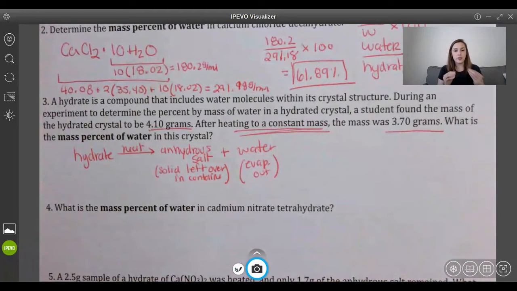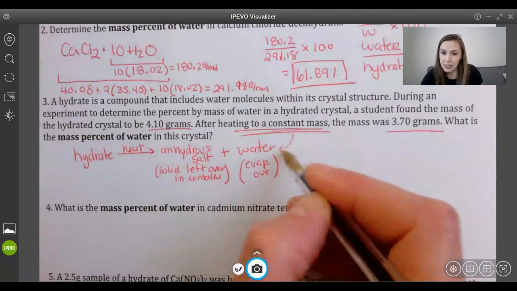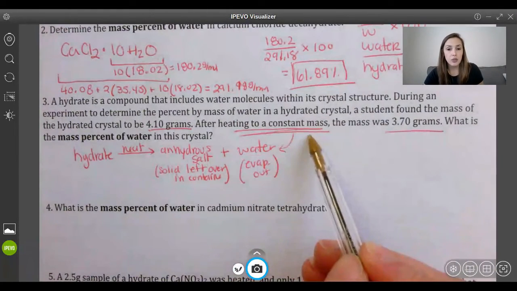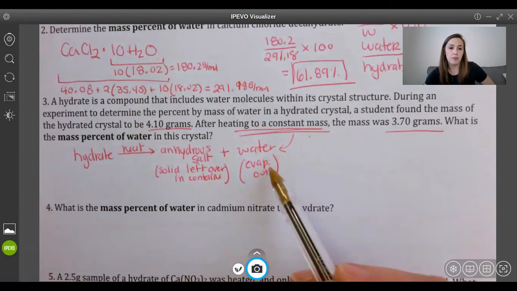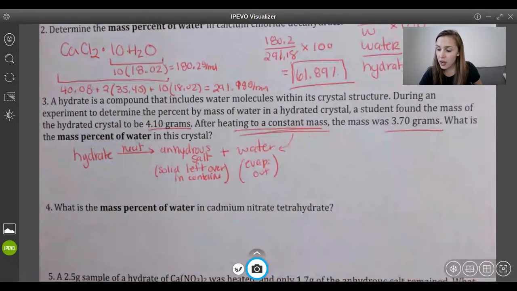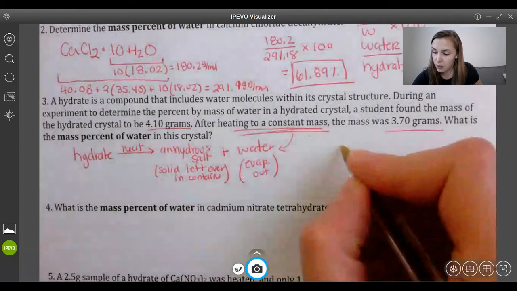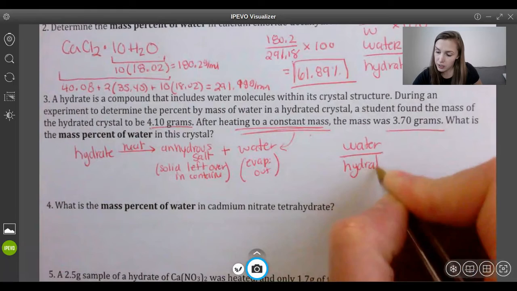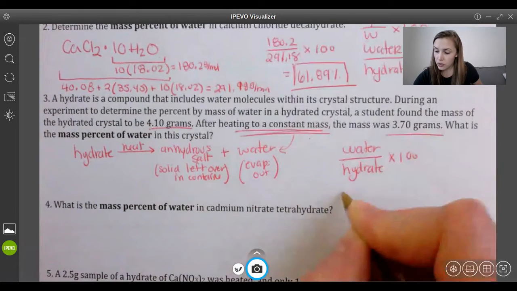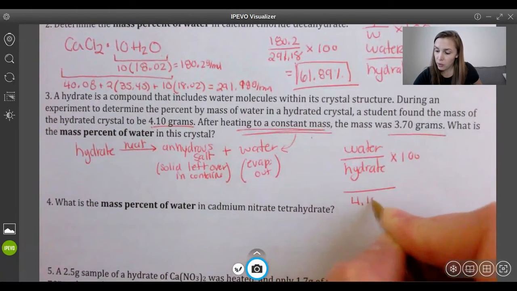So any loss of mass from the hydrate to the anhydrous salt is the mass of the water, which is where the constant mass comes in. If you're heating to a constant mass, you're ensuring that all the water has evaporated out. And we'll be talking about this more when we go ahead with a lab shortly. All right, so let's go ahead then and determine what we need to put where. We're going to have our water over our hydrate times 100. So the hydrate is at starting mass, 4.10.